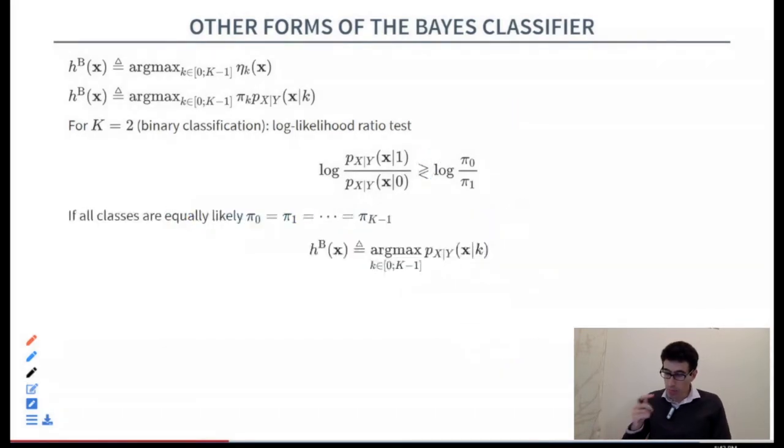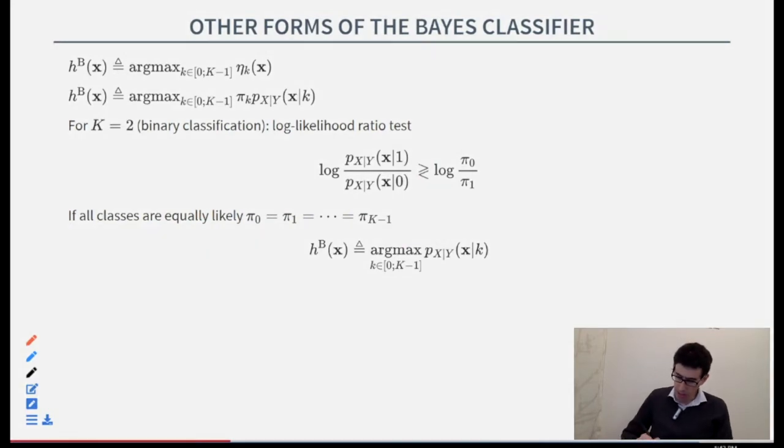Now, if you are in the very specific case in which all your classes are a priori equally likely, which corresponds to the situation where pi 0 is equal to pi 1 is equal to pi k minus 1 and everything in between, then I'm claiming that there is one further simplification that happens. Instead of maximizing or taking the argmax of eta k of x, which is p of y given x, you can take the argmax of p of x given y.